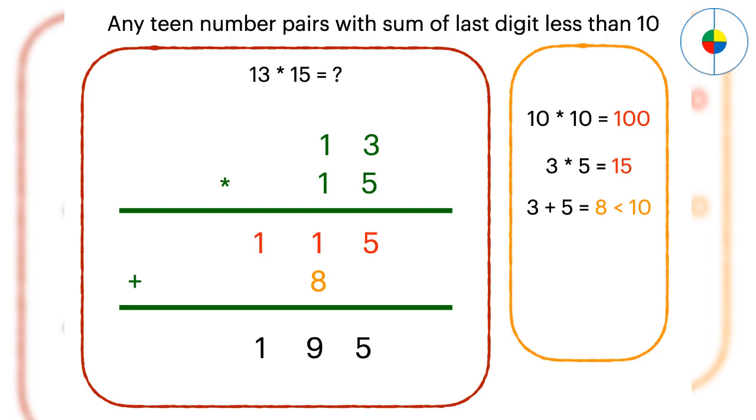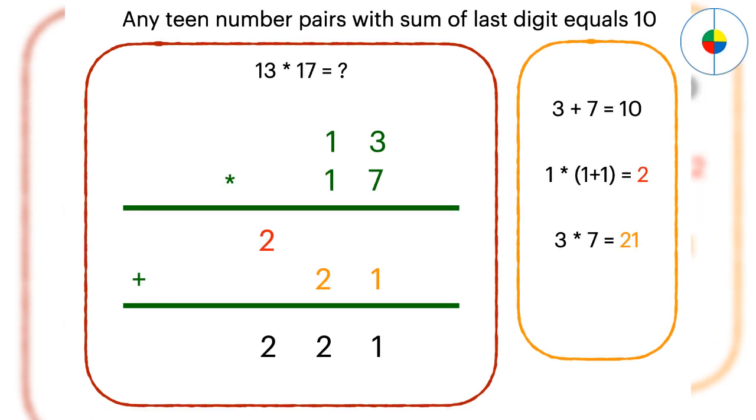Now, let's move to multiplying two teen numbers. If the sum of one digit is less than 10, you put 1 in the hundreds position, the multiplication of ones digits in the ones position, and the sum of the last digit in the tens position. If the sum of one digit equals 10, or to say they are pair numbers, you just multiply the last two digits, and add 2 to the hundreds position.